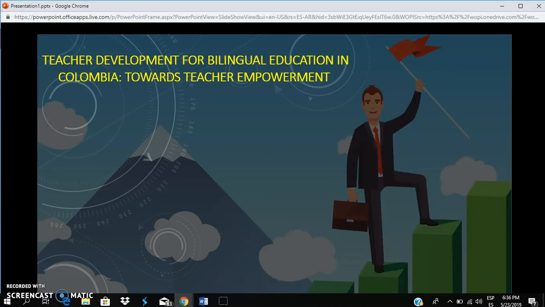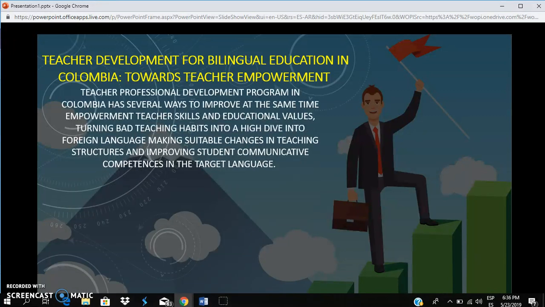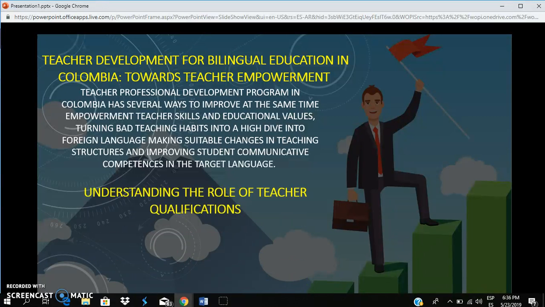Teacher development for bilingual education in Colombia, taught for teacher empowerment. The teacher professional development program in Colombia has several ways to improve, at the same time, empowerment, teacher skill and education values: turning bad teaching habits into a high dive into the foreign language, making suitable changes in teaching structure, and improving students' communicative competence in the target language.